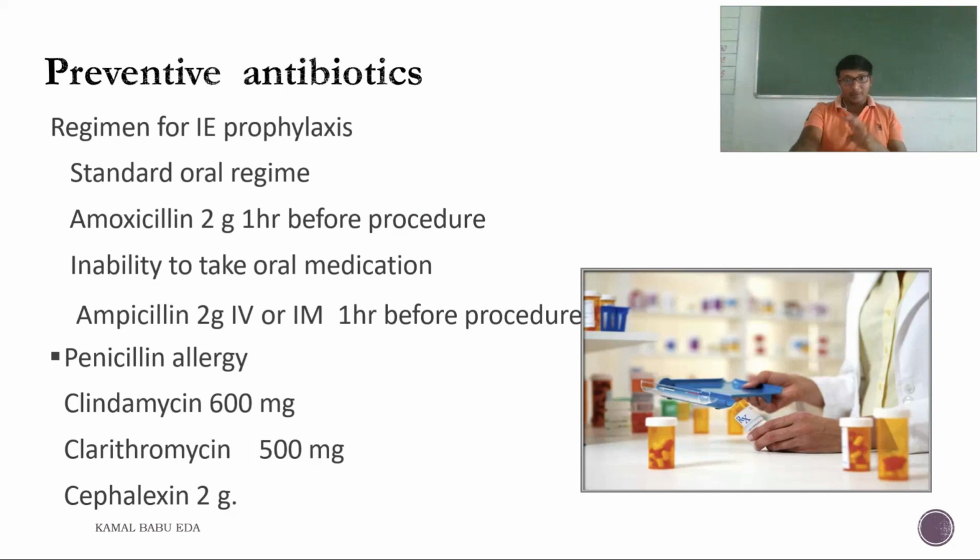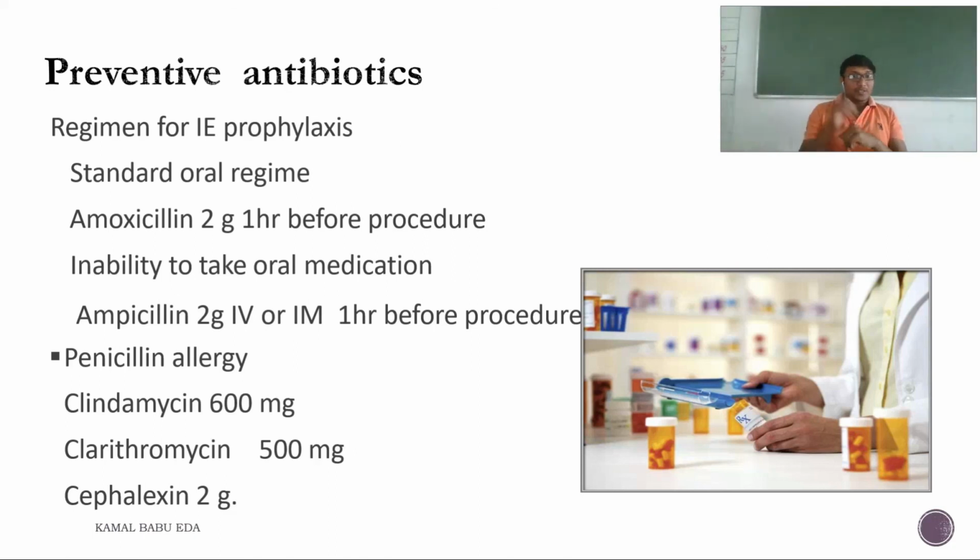And coming to the preventive antibiotics, mainly we are going for an oral regimen. So amoxicillin they are giving 2 grams 1 hour before the procedure. Or if the persons are unable to take amoxicillin orally, they are going for ampicillin, 2 grams IV or IM 1 hour before any kind of procedure.